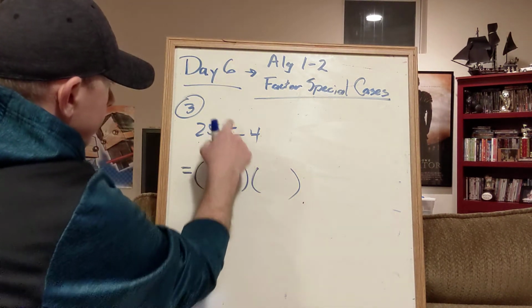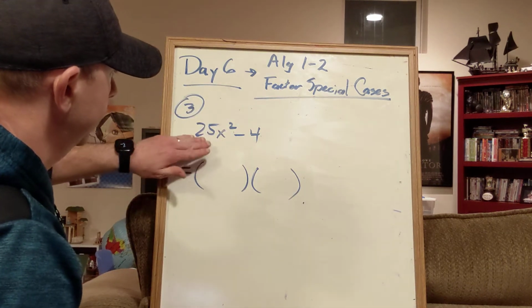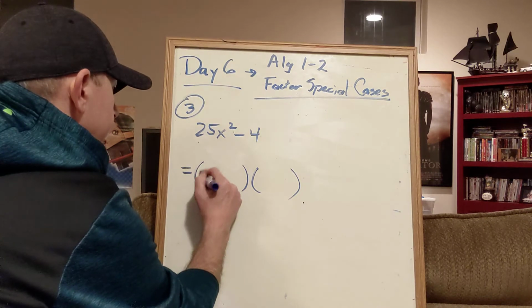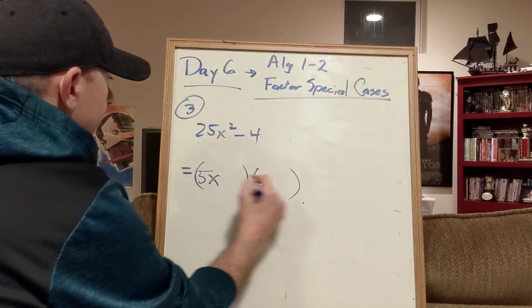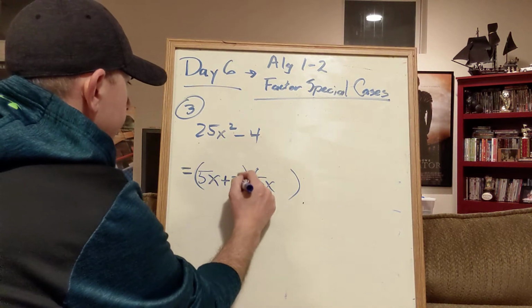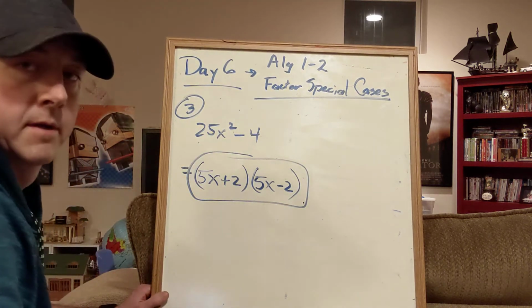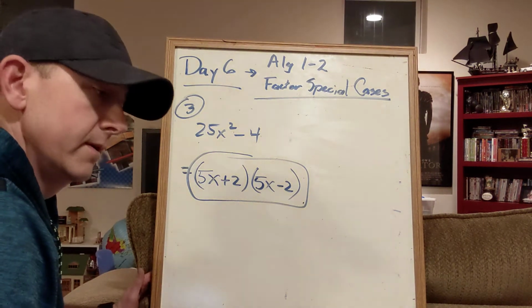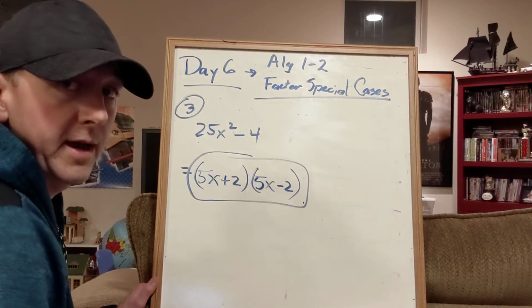So if there's a number out front, it's really the same thing as if it were x squared minus 4. It's just that now we take the square root of 25. So that's 5 and 5. X squared turns into x and x. And then for 4, we're going to go plus 2 and minus 2. There you go. That's it. You don't have to do factor by grouping. You don't have to do all that stuff. This is, in fact, the fastest one that we have in this unit.